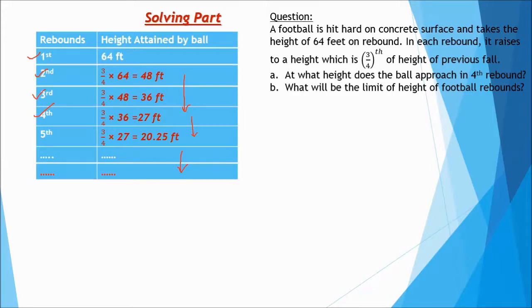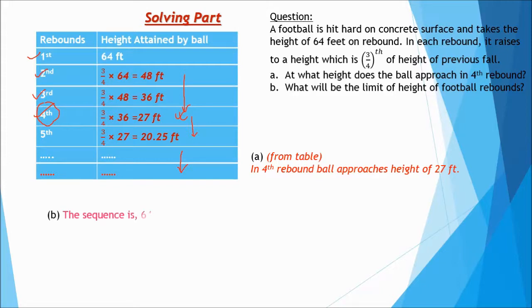And let's go according to the question. At what height does the ball approach in the fourth rebound? You can clearly see that in the fourth rebound the ball approaches 27 feet. We wrote this answer from the table. And for part B, to find the limit, the sequence of heights is 64, 48, 36, 27, 20.25. In such a way it's decreasing, isn't it?